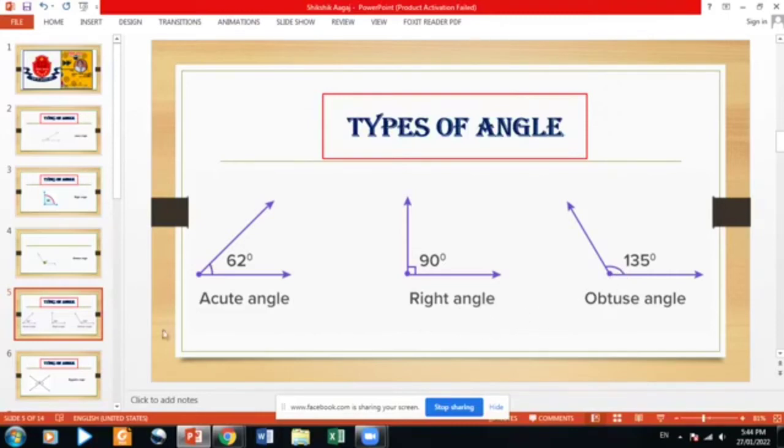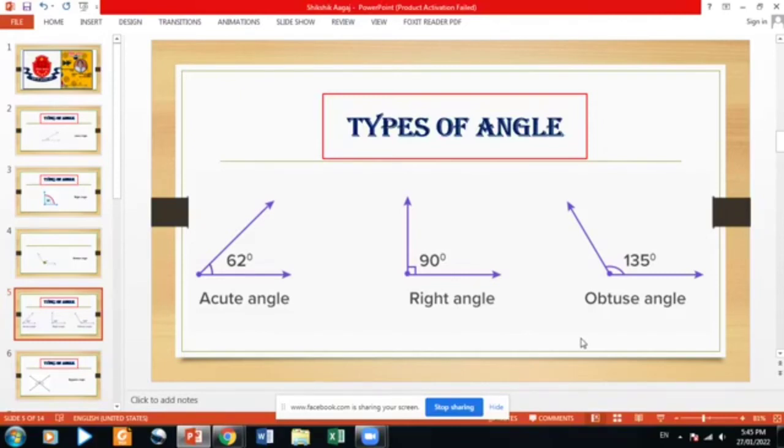So, always remember: less than 90 degrees, acute angle; 90 degrees, right angle; and more than 90 degrees, obtuse angle. See friends, we can see such types of angles in our surroundings. If we observe our fingers, we can ask our students, what is the angle between my first finger and second finger? How you are making angles depends on that.